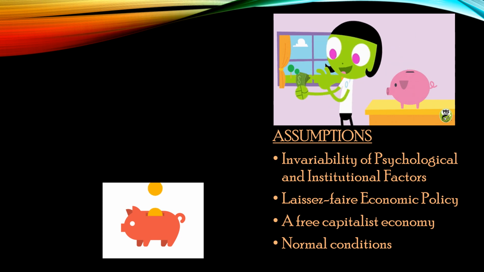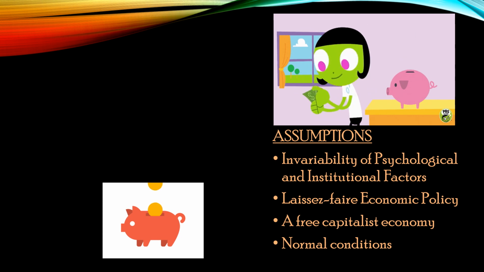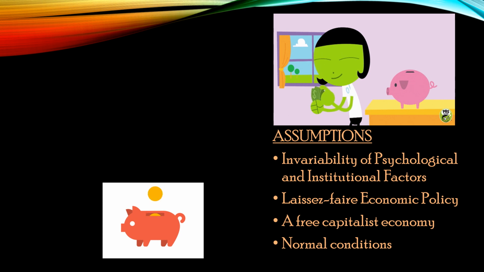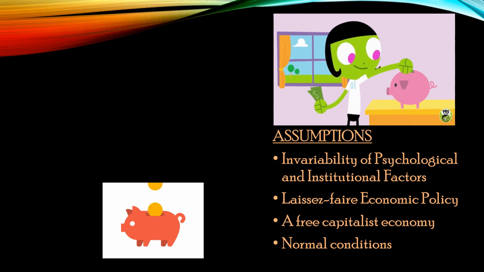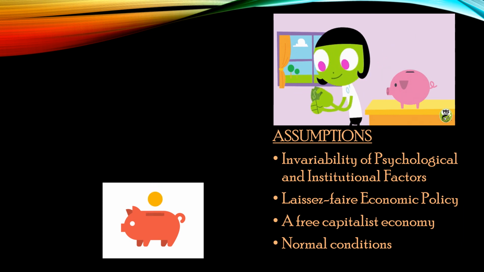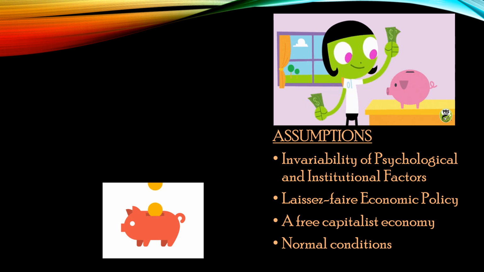And the third one being a free capitalistic economy. The economic decisions or the economic changes take place because of the market forces, not because of the government. And the last one is that this law applies only during normal conditions, that is, conditions free of any kind of economic, social or political disturbances. Moving on further.